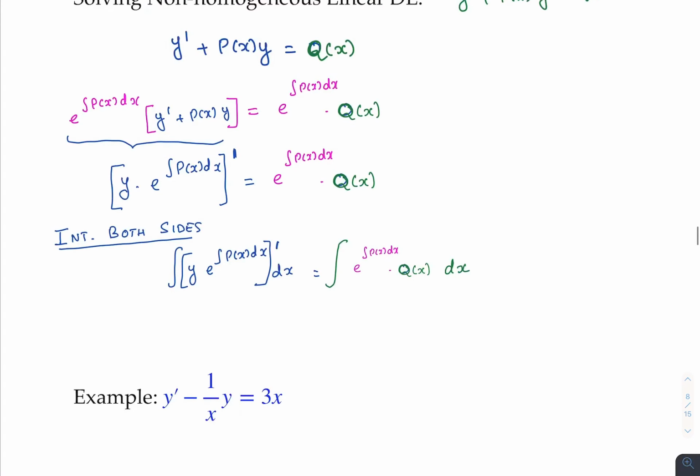All right. Now if you integrate both sides after this step, my left-hand side is going to be y times e to the integral of p of x dx. That does not change anything. But the right-hand side is going to have a huge integral of e to the integral of p of x dx times q of x dx. I have this huge integral, but again, I have to solve it.